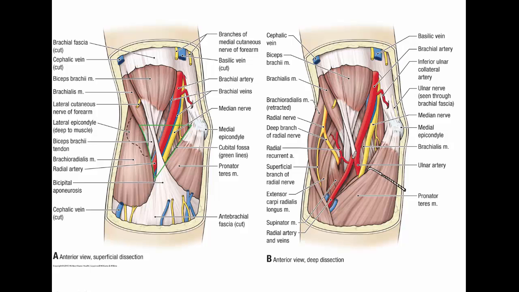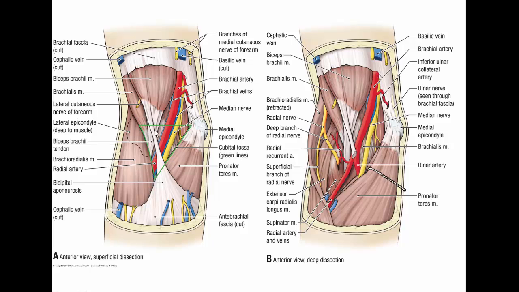A few things everybody should know are the boundaries of the cubital fossa. The lateral boundary is formed by the brachioradialis muscle right here. The medial boundary is formed by the pronator teres muscle. Well, guess what that does? Yes, it pronates the forearm. The superior boundary is actually an imaginary line connecting the medial and lateral epicondyles of the humerus.